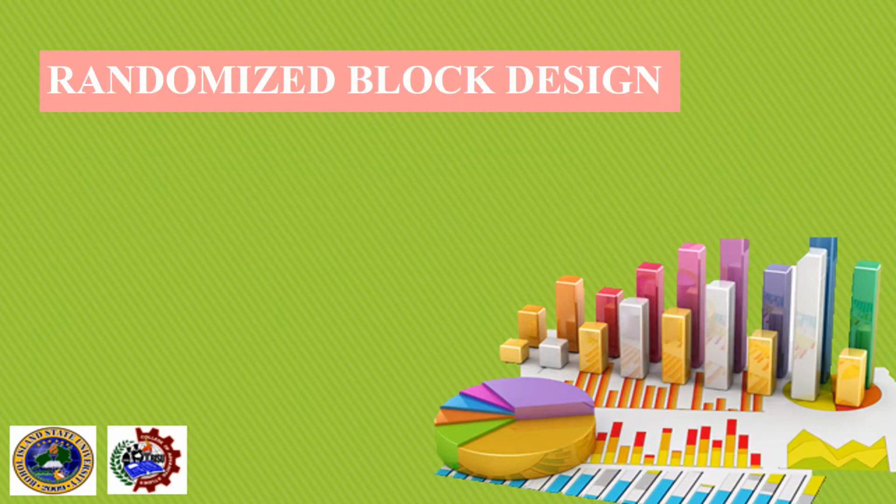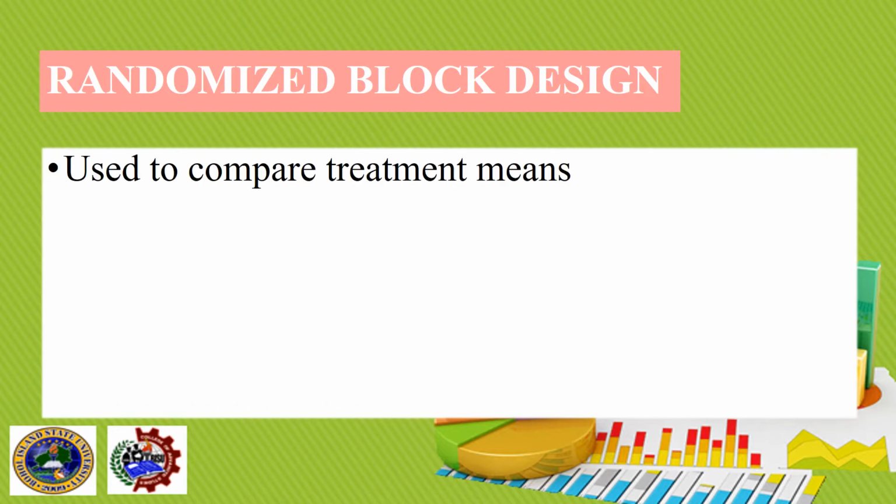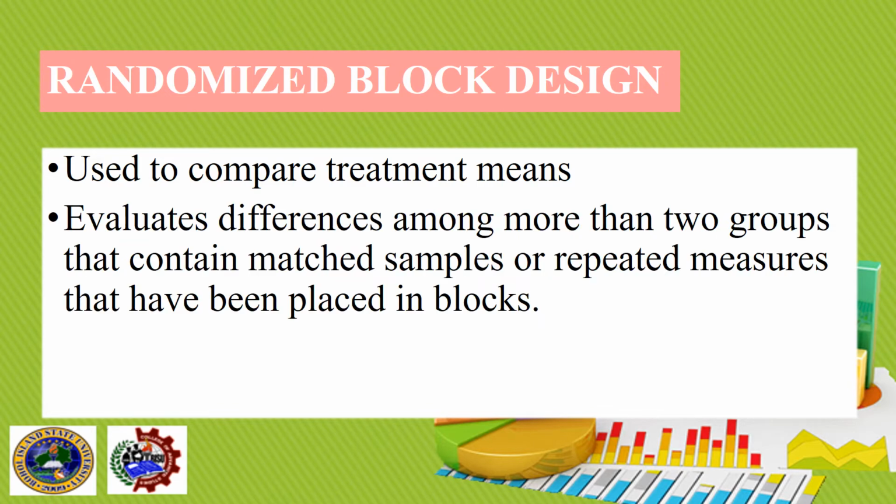So what is a randomized block design? A randomized block design is used to compare treatment means. It evaluates differences among more than two groups that contain matched samples or repeated measures that have been placed in blocks. When we say blocks, these are heterogeneous sets of items or individuals that have been either matched or have been taken from repeated measurements. So blocking removes as much variability as possible from the random error so that the differences among the groups are more evident.